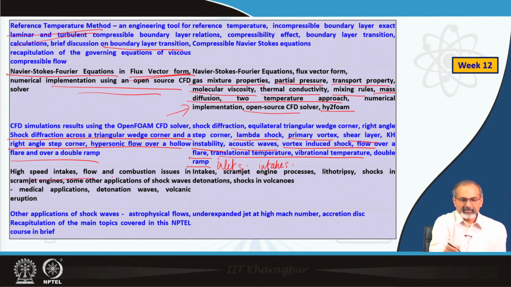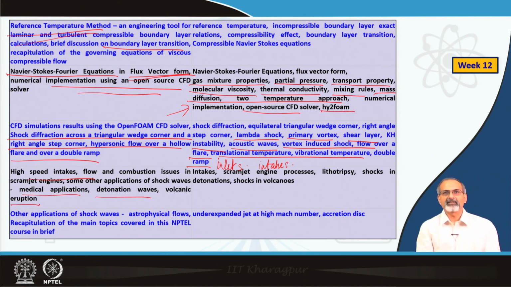High speed intakes and combustion issues in scramjet engine, some other applications of shock waves like medical, detonation waves, volcanic eruption was taken up in the subsequent lecture, that was lecture 59, in connection with intakes, scramjet engine processes, lithotripsy, shocks in detonations, shocks in volcanoes, and finally the lecture 60, which we are currently going through and almost coming to the end of the course, where we have seen a little bit about astrophysical flows being simulated through an under expanded jet at high Mach number, which represents a stellar wind problem, and accretion disk, which is kind of a representative of a black hole kind of a problem.